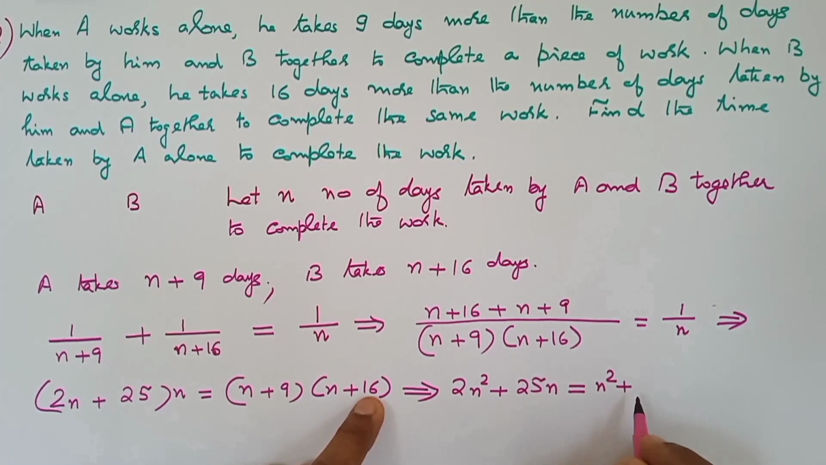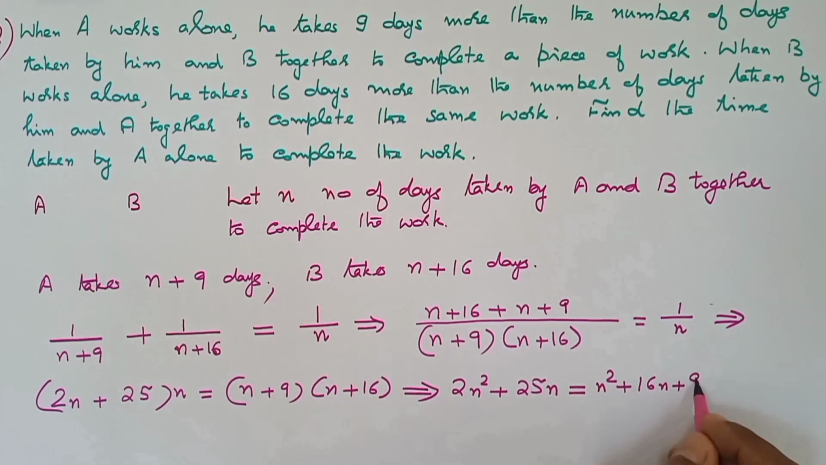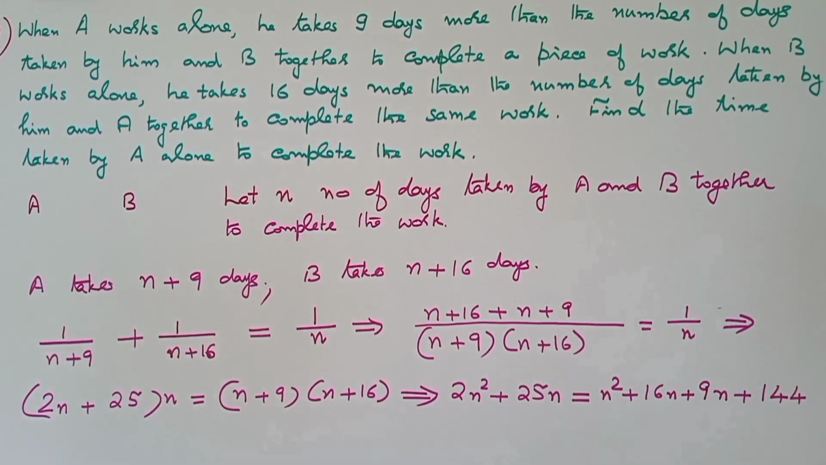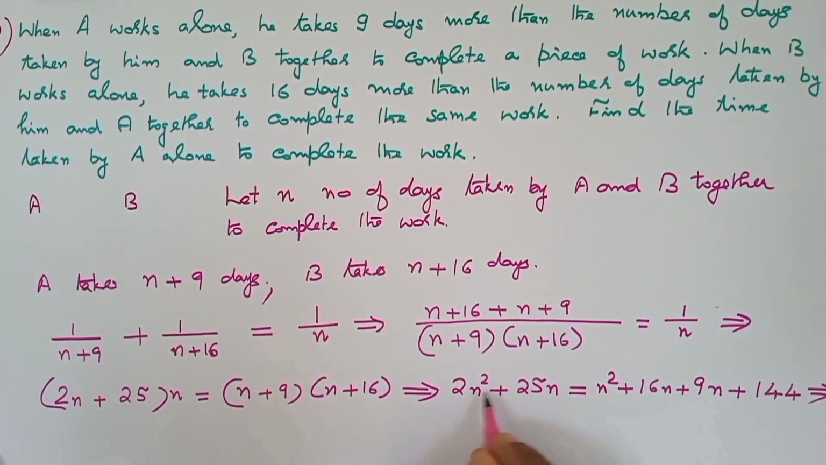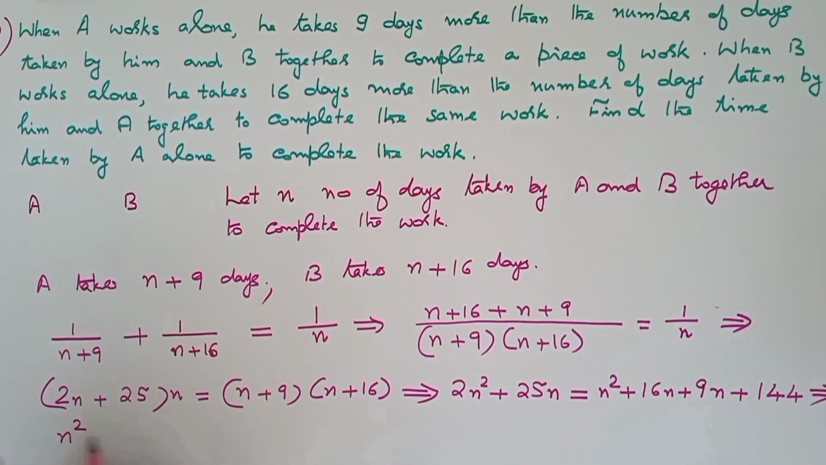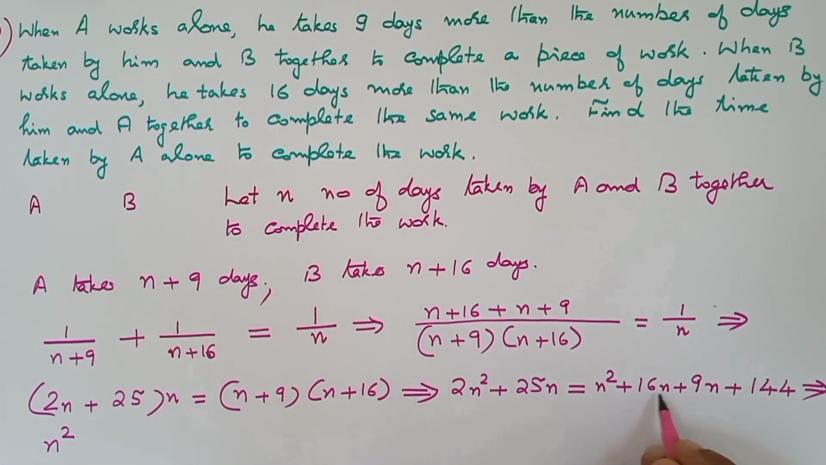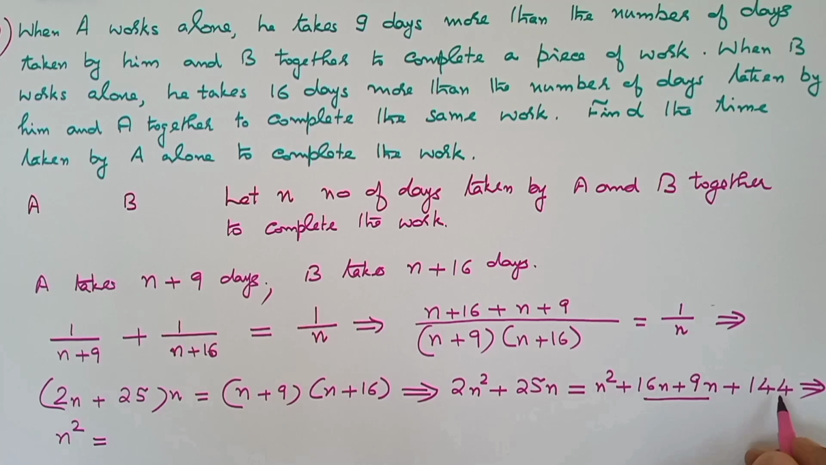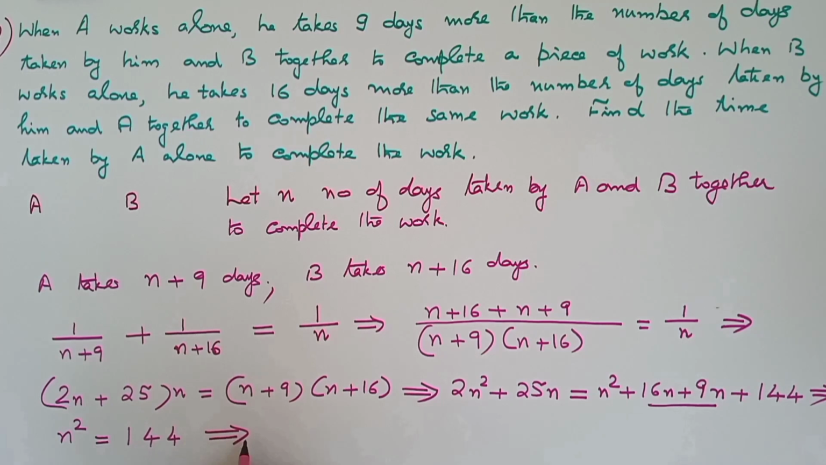Then this N into 16N, similarly this N into 9N, plus 9 into 16, 144. That implies, see, N square here, 2N square here. Take that to the left side. What do you get? 2N square minus N square, that is N square. Here this is 25N. On the right side, 16 plus 9, that is also 25N. So that will cancel out each other. And you are left with just 144. It's a very simple equation, even though quadratic.